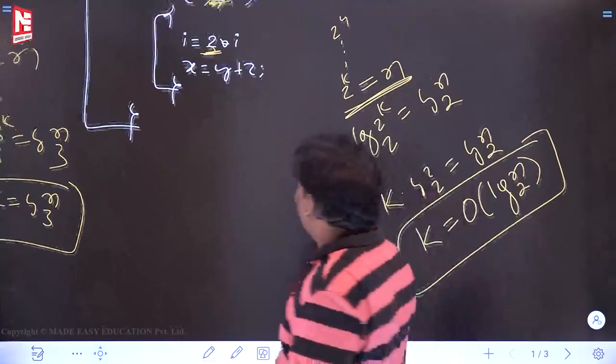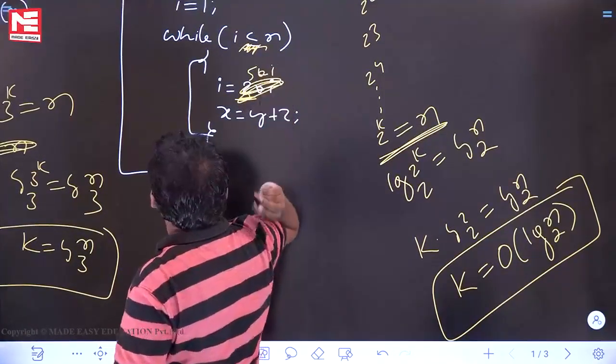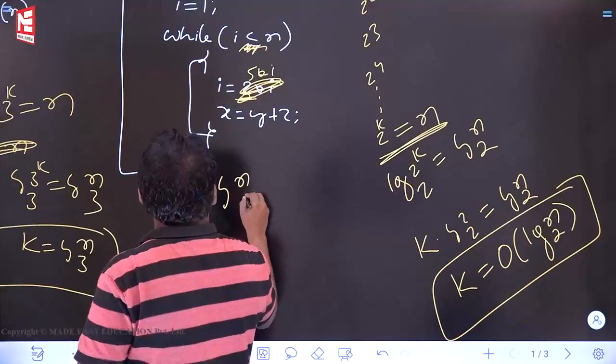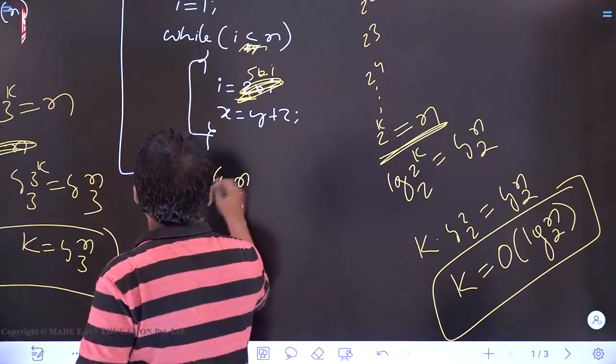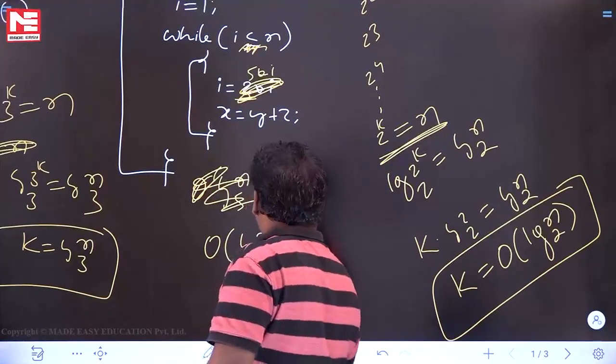Next one, some people are asking me, if I multiply not by 2 but by 5, that is i into 5, then what is the answer? Log n base 5. Theta, big O of log n base 5.